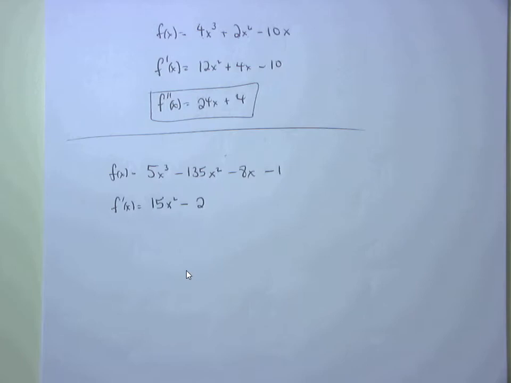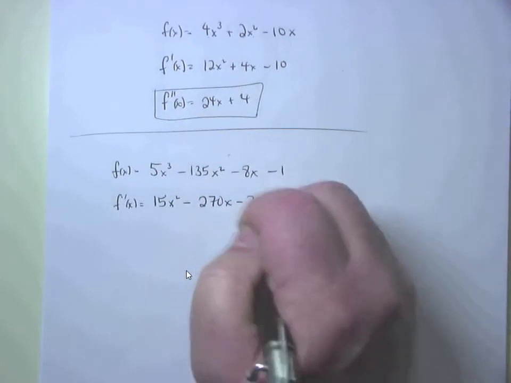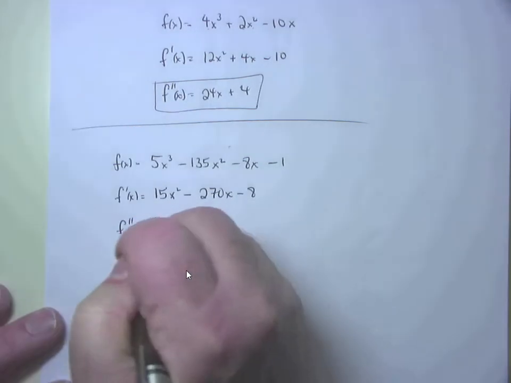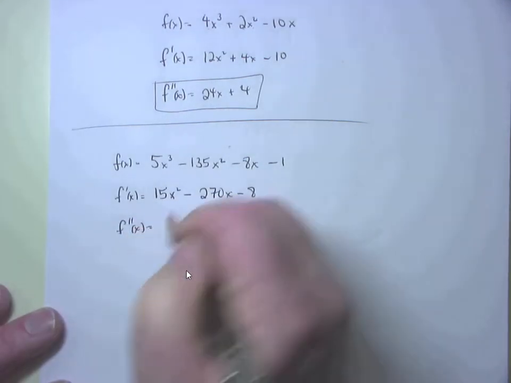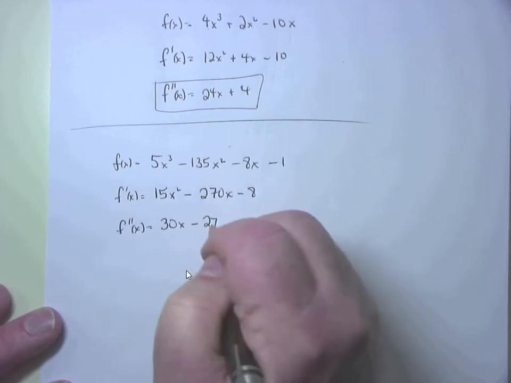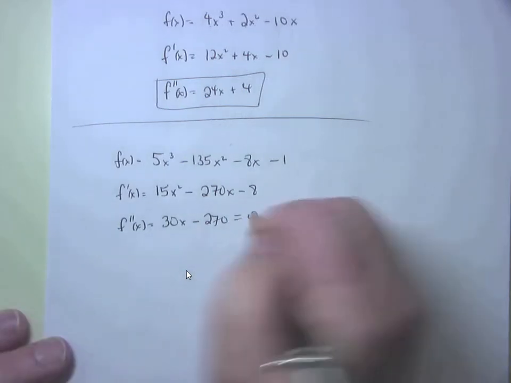I'm double checking everything on my calculator because I only got one shot at this thing. Yeah, 270x minus, derivative of 8x is 8, and derivative of minus 1 is 0. Now let's take the second derivative. Derivative of 15x squared is 30x minus, derivative of 270x is 270, and derivative of minus 8 is 0. But I need to find the hypercritical values, aka the possible inflection points, so I'm going to take my second derivative, set it equal to 0, and solve.